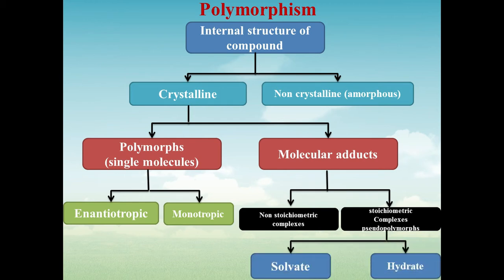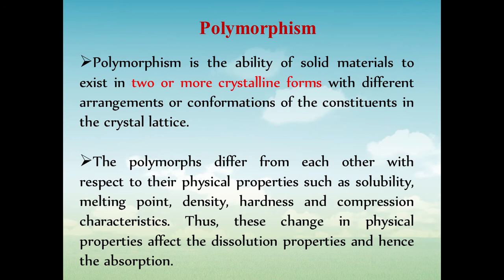Then pseudo polymorphism is again classified into two groups, that is solvates and hydrates. Okay, this is the actual flow diagram for the internal structure of a chemical compound. Now we will start with polymorphism. All of you know the definition of polymorphism. Many times you have learned about this particular definition.